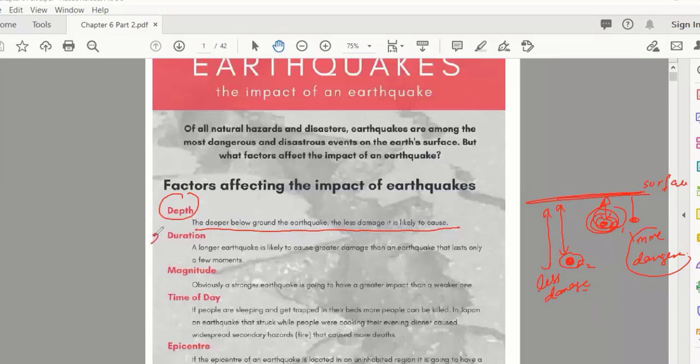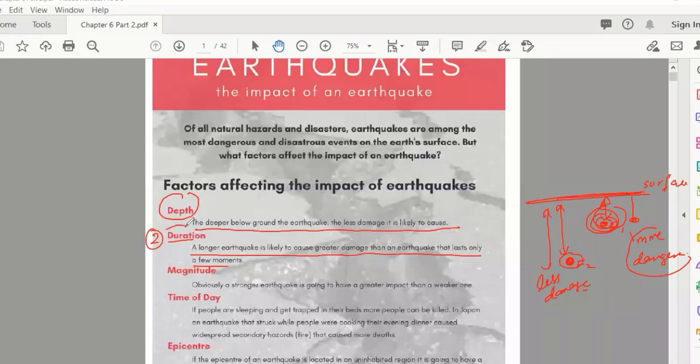The second point which decides how much destruction the earthquake will create is the duration, meaning how long the earthquake lasted. Whether 5 seconds, 4 seconds, 1 minute, 2 minutes, it depends on the duration. A longer earthquake is likely to cause greater damage than an earthquake that lasts only a few moments. So the longer the earthquake, the more dangerous it is.